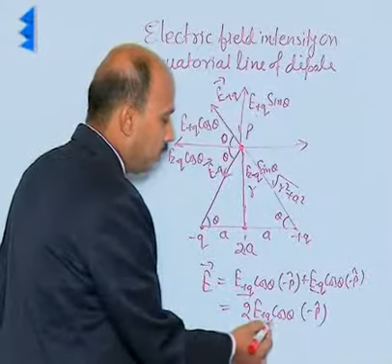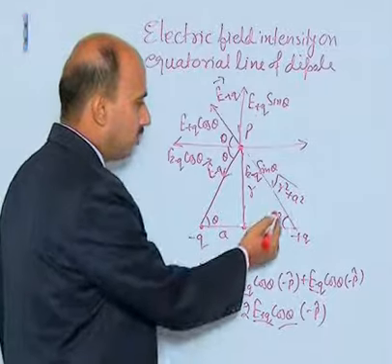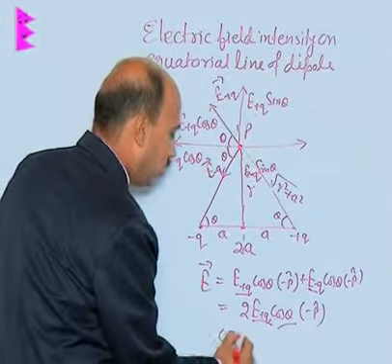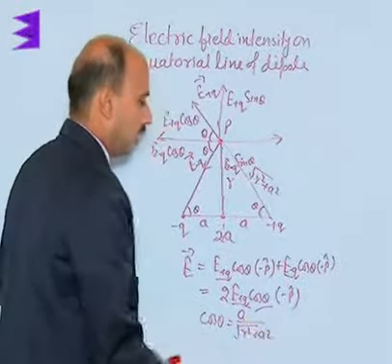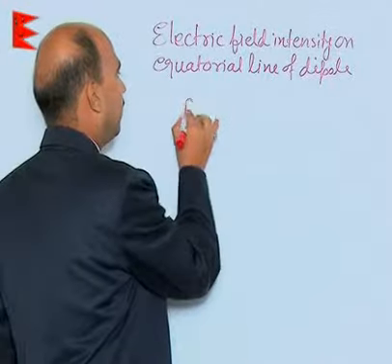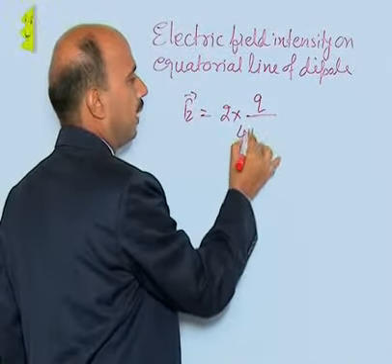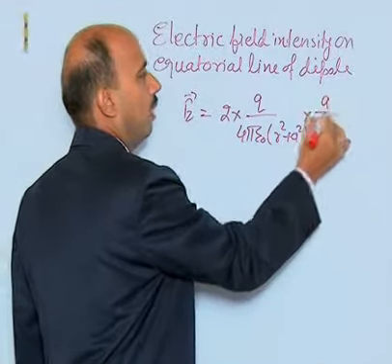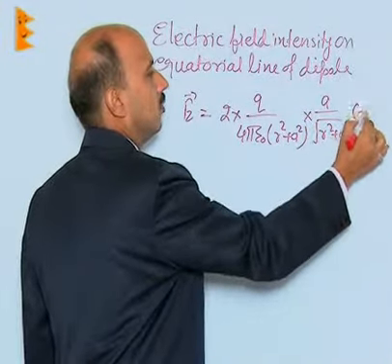Now we can put the value of E plus Q and cos theta from this triangle here. So cos theta will be equal to A upon this square root. So we can write cos theta is equal to A upon the square root of R square plus A square. And E plus Q already we know its value. So we can write E is equal to twice of Q upon 4 pi epsilon naught into R square plus A square, into A upon the square root of R square plus A square, that is in the minus P cap direction.